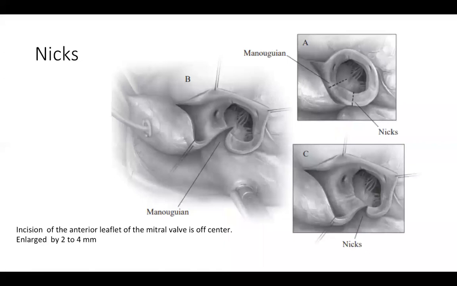In case of the Nicks procedure, the incision is in the middle of the non-coronary sinus. The issue with that is the anterior leaflet of the mitral valve is off center, and it enlarges around one size of the LVOT. Yeah, in case of the anterior.